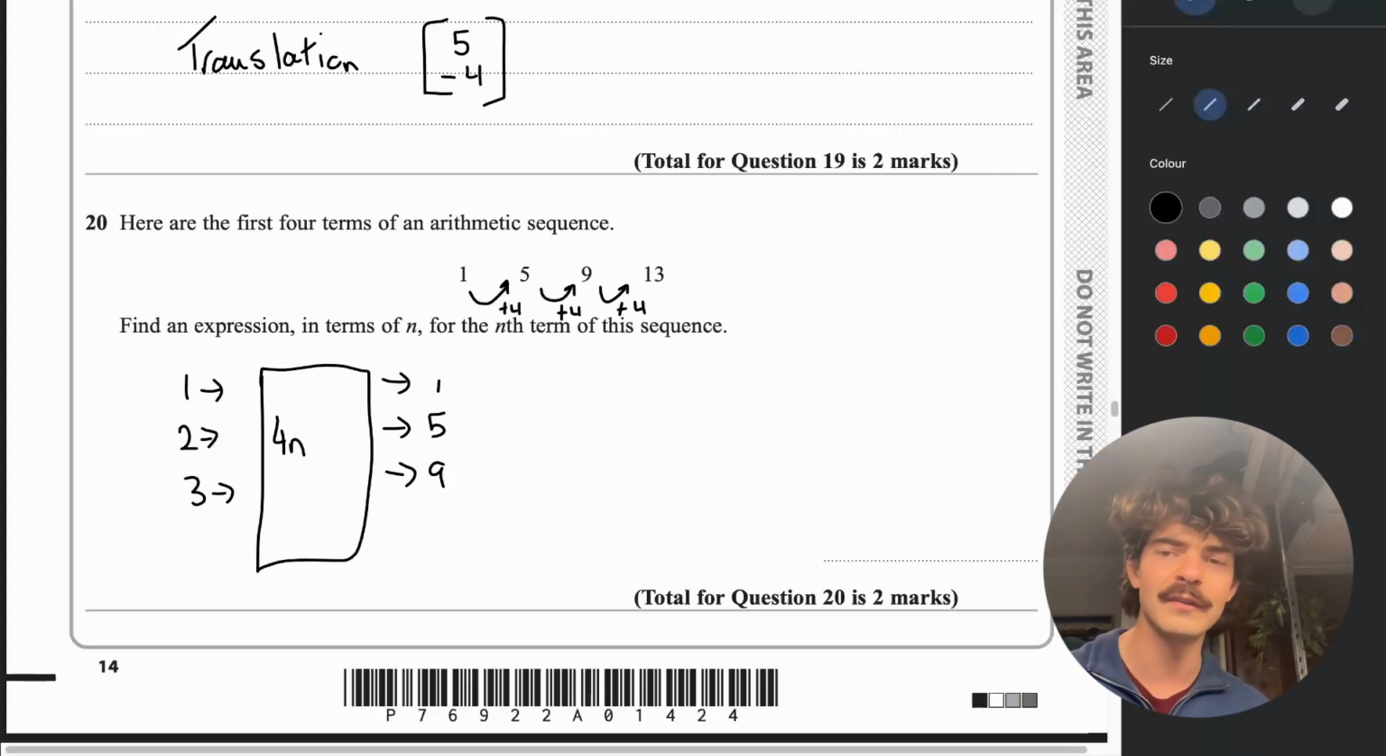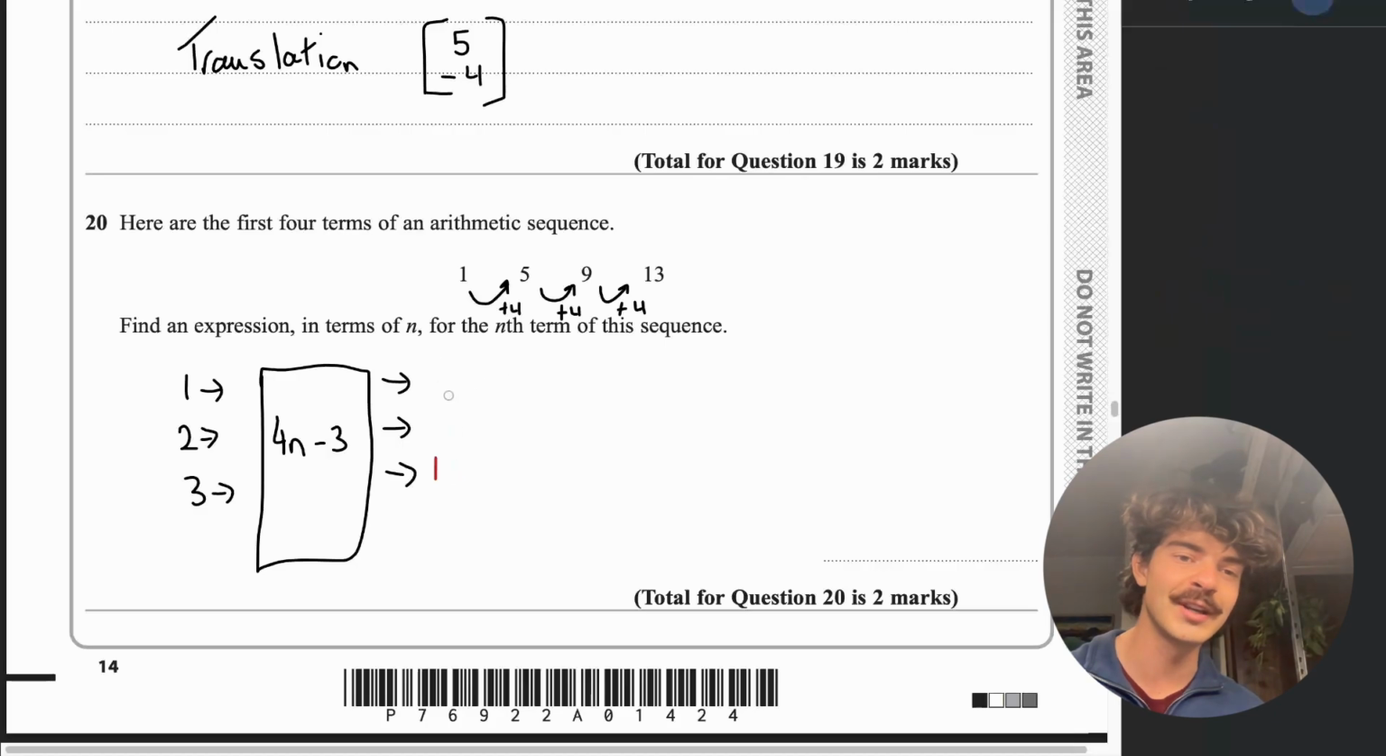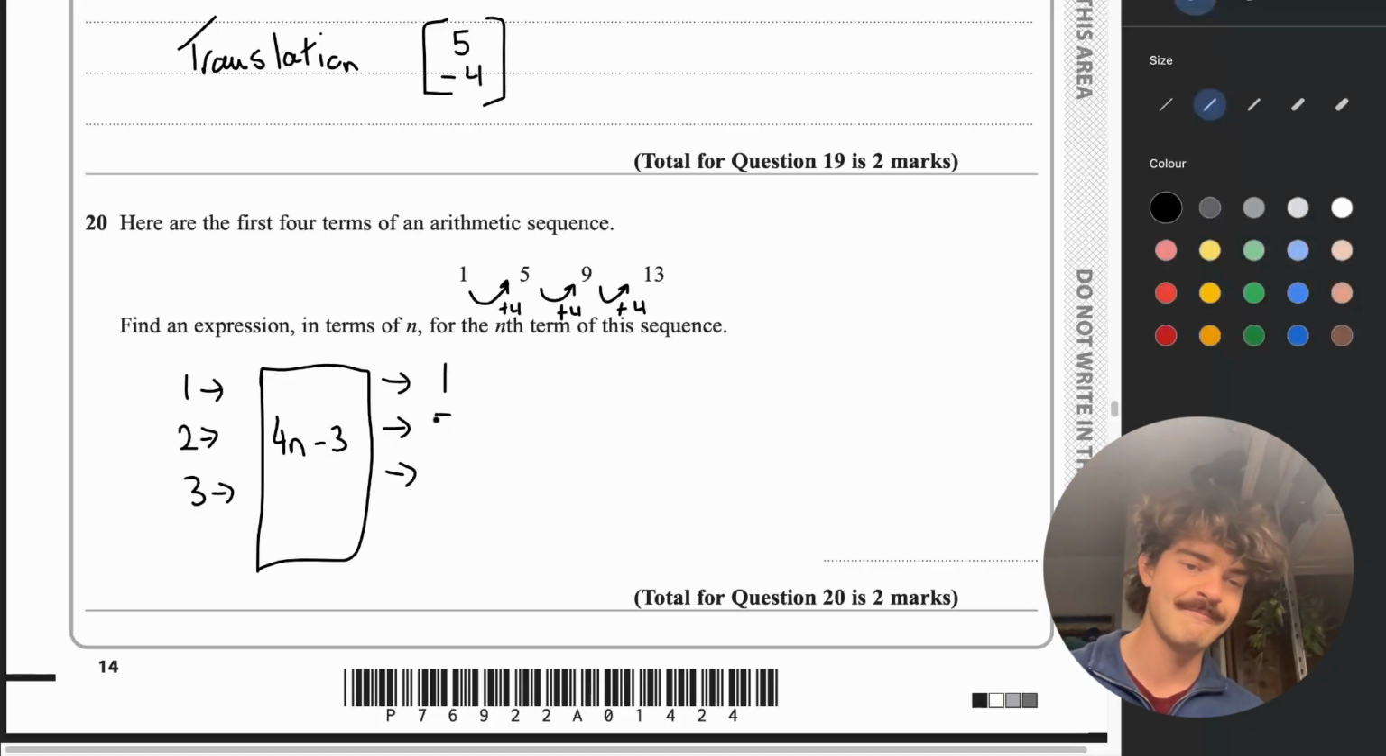But at the moment, if I was to do that, I'm not quite getting the values I want, am I? 1 times 4 is 4, 2 times 4 is 8, 3 times 4 is 12. It's close, but it's not quite 1, 5, 9. How do I get it to become 1, 5, 9? Well, I just need to take away 3 from each of these values. There you go. So the trick is the difference is always the thing before the n. So 1 times 4 is 4, take away 3 is 1. 2 times 4 is 8, take away 3 is 5. Cool.